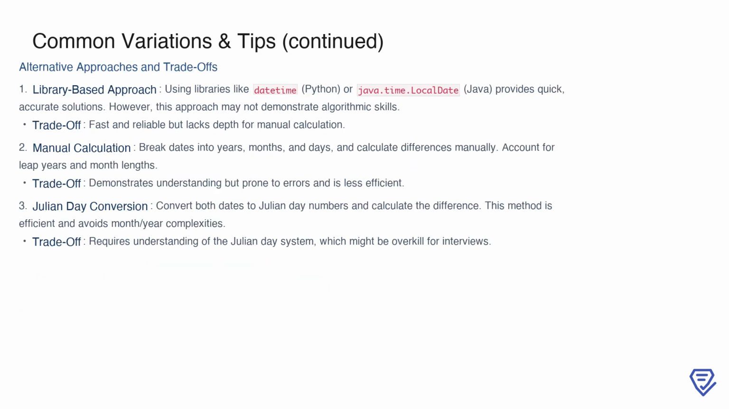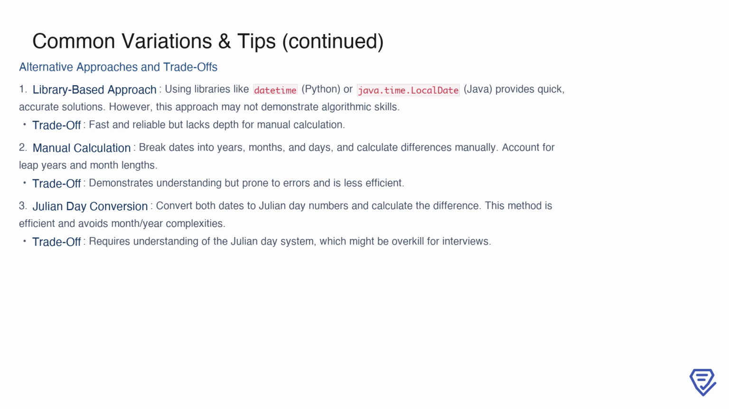There are multiple approaches you can take to solve this problem, each with its own advantages and trade-offs. A library-based approach, such as using Python's datetime or Java's java.time.LocalDate, is often the quickest and most reliable. These tools handle complexities like leap years and varying month lengths effortlessly. However, relying solely on libraries might not demonstrate your algorithmic problem-solving skills, which is something interviewers often value.